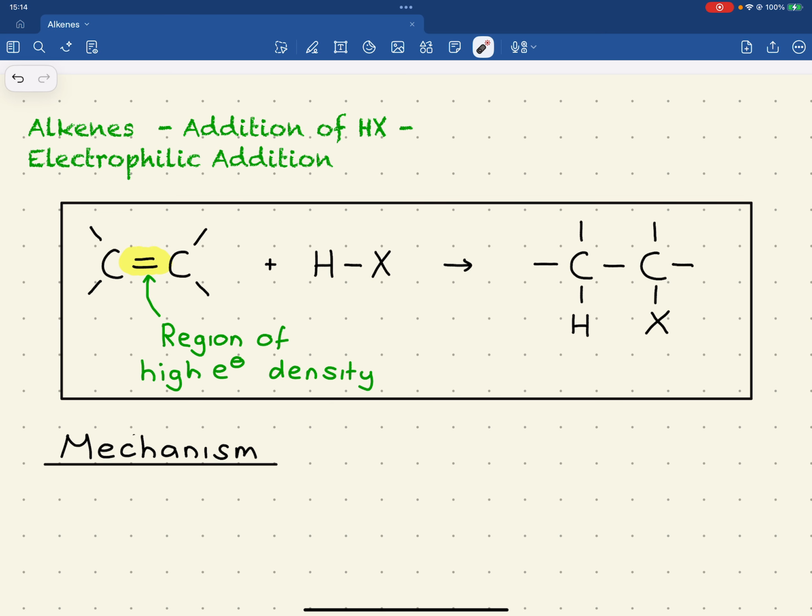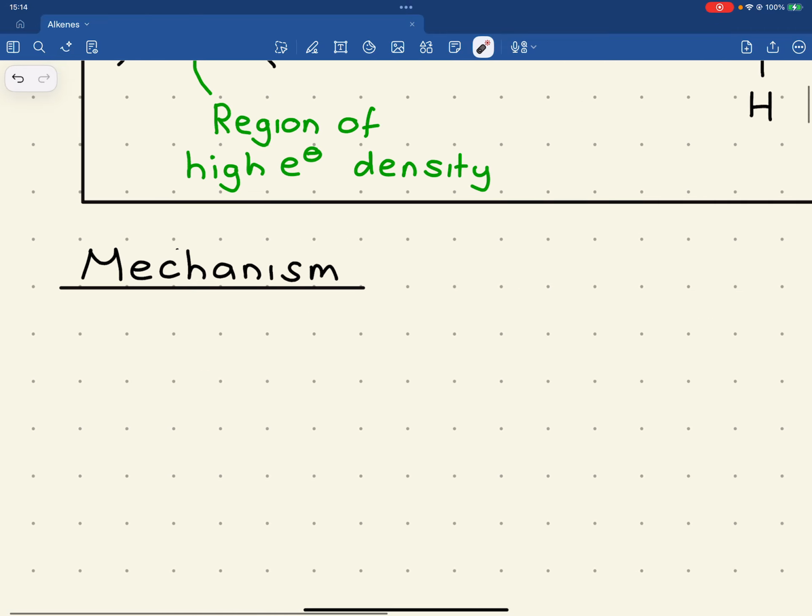So the net result is we have an addition of hydrogen to one of the carbon atoms in the carbon-carbon double bond, and the addition of the halogen to the other carbon atom in the carbon-carbon double bond. So we get this haloalkane or alkyl halide formed. The mechanism of the reaction is as follows.